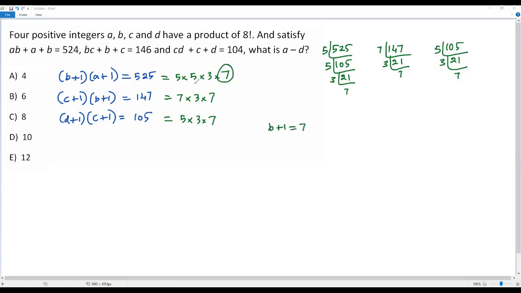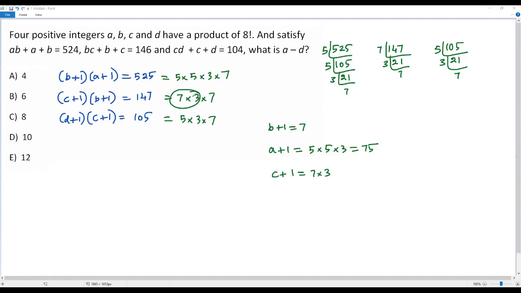If I consider this 7 as the value of B plus 1, then what is the value of A plus 1? Then the value of A plus 1 has to be 5 times 5 times 3. Okay, now let me write over here. A plus 1 equals 5 times 5 times 3. When I multiply them, I am getting 75. Here we have taken 7 as the value for B plus 1. Then the value of C plus 1 must be 7 times 3. Let me write over here. C plus 1 equals 7 times 3.